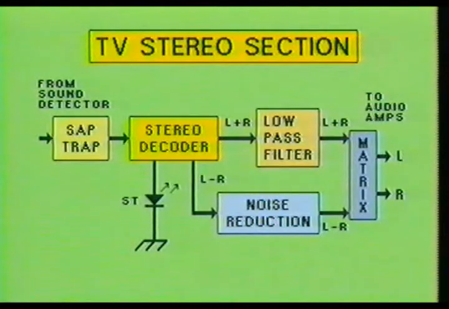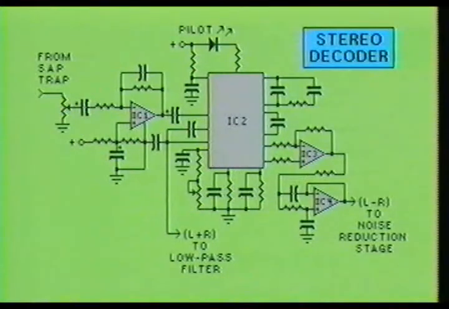The stereo decoder is made up of 4 integrated circuits, the first of which is IC1, a low-power op-amp. IC1 acts as a buffer to isolate the output of the sound detector from the stereo decoding circuitry and to provide a low impedance source for driving IC2.